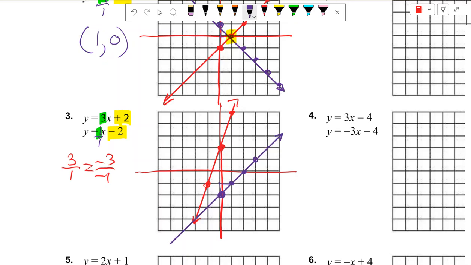So we barely caught the solution right down here. And that solution is -2, -4.